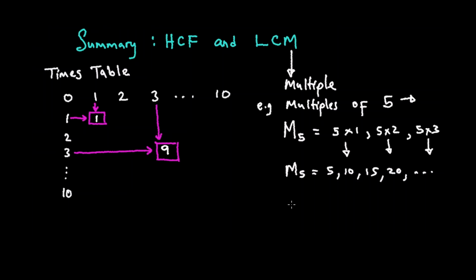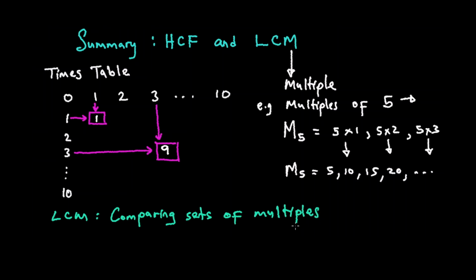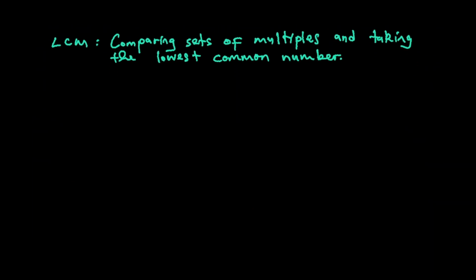So what then happens when we are talking about the lowest common multiple, we are comparing sets of multiples and taking the lowest common number. The lowest common number. This makes sense when we talk in line of an example.